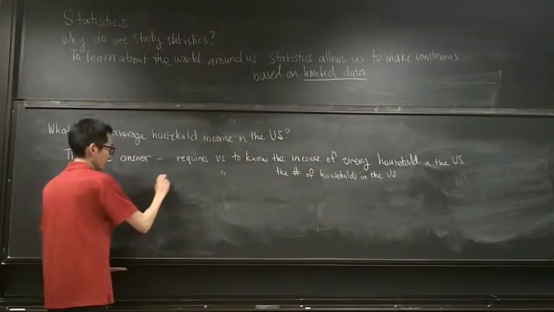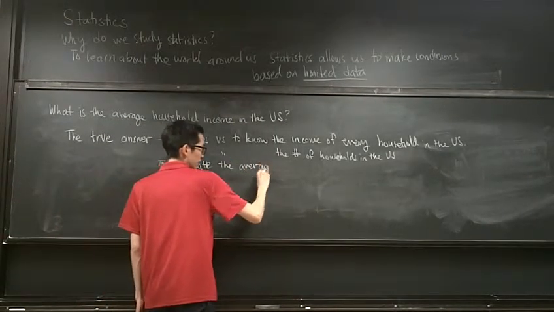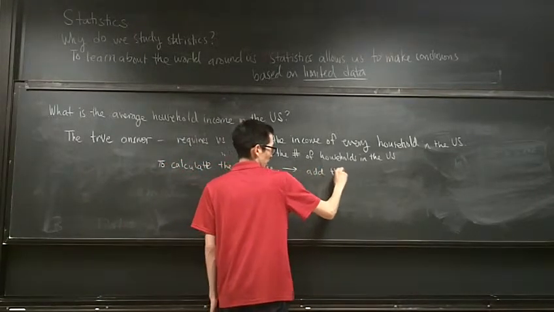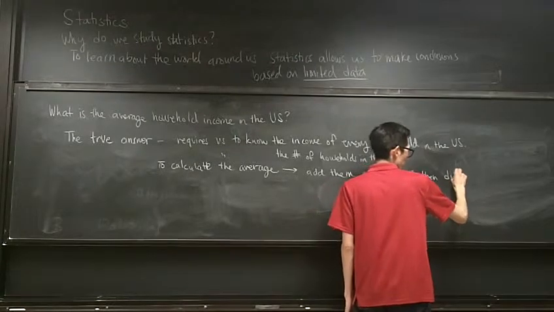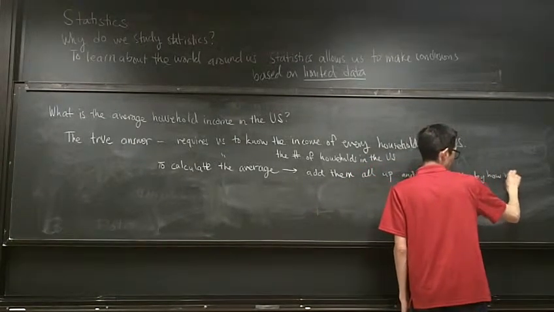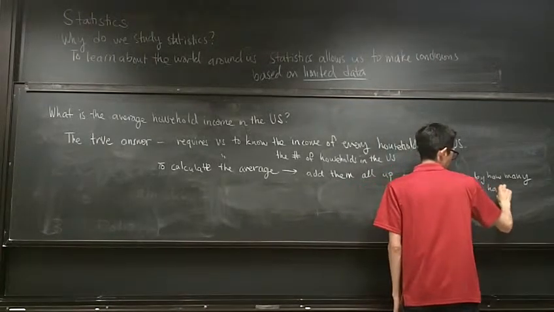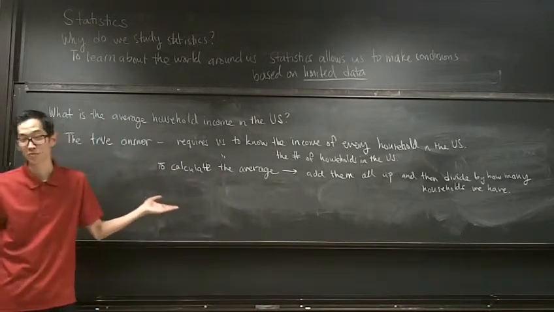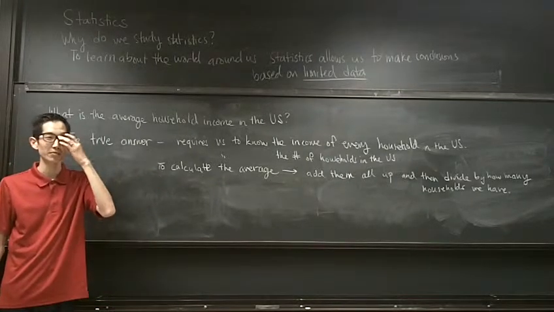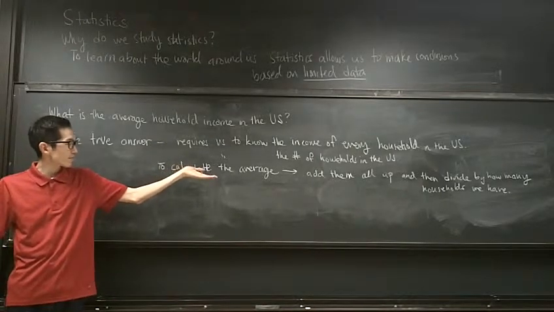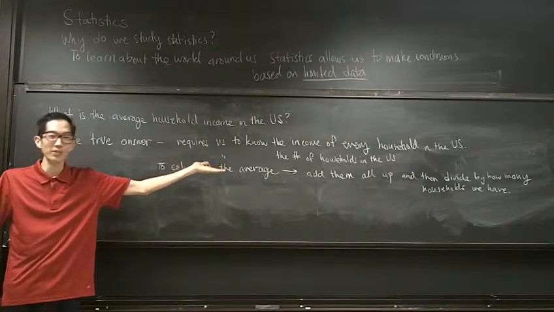Okay, and then to get the average, what do we do? We add them up. And then divide by how many households we have. And that would give us the true average household income at that moment in time. Okay. But this is practically impossible, okay? Because we can't get a hold of every single household in the US, okay?